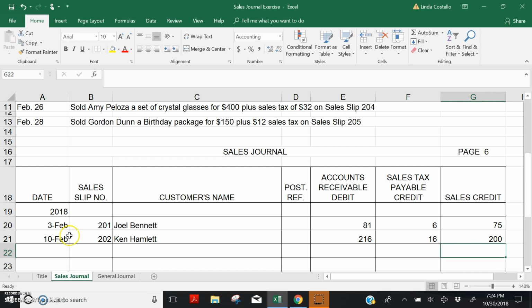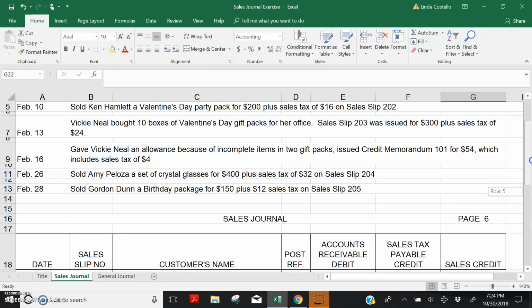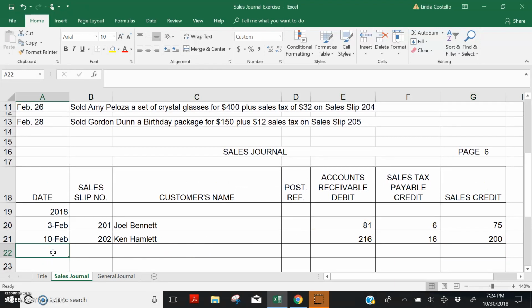Remember that the debit to accounts receivable is always for the total amount the customer owes us, the sales amount plus the sales tax amount. Let's record the next transaction. Date, February 13th. Sales slip 203, customer Vicki Neal. Accounts receivable debit, $324. Sales tax payable credit, $24. Sales credit, $300.